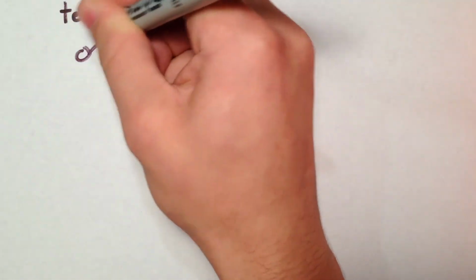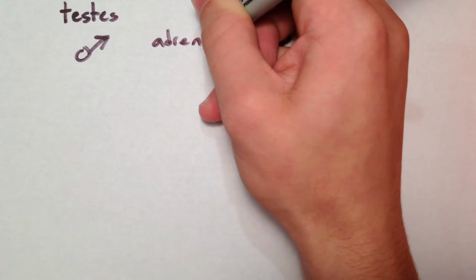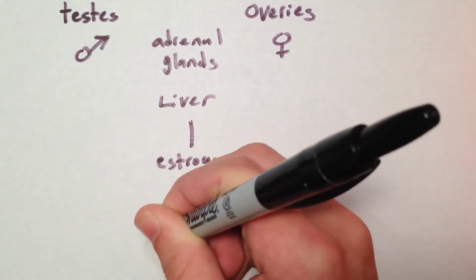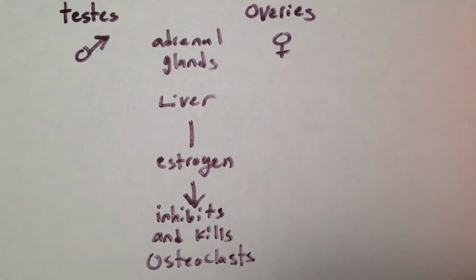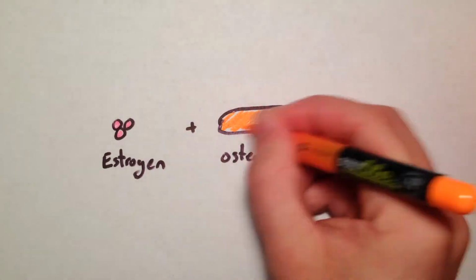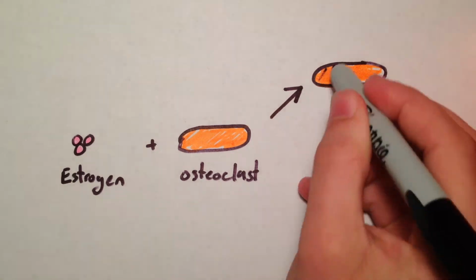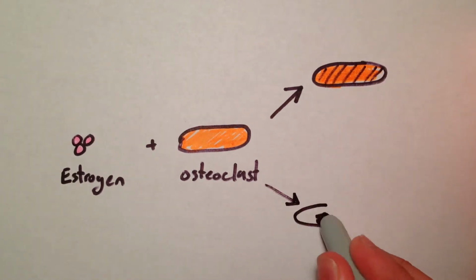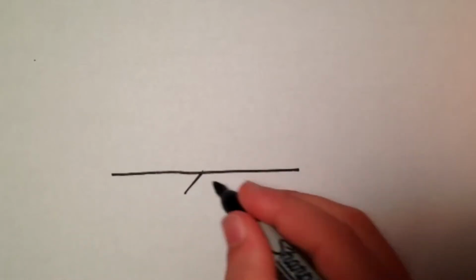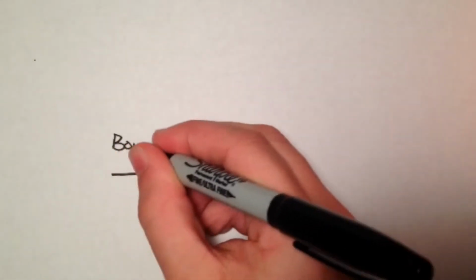Estrogen is the sex hormone, formed in the testes in males, and in the ovaries in females, and in the adrenal glands and in the liver in both of them. Estrogen is another hormone that affects bone metabolism. Estrogen inhibits osteoclastic resorption and targets osteoclasts by signaling for them to undergo apoptosis, or programmed cell death, thereby slowing bone loss. In healthy human beings, bone resorption and bone formation are in equilibrium.